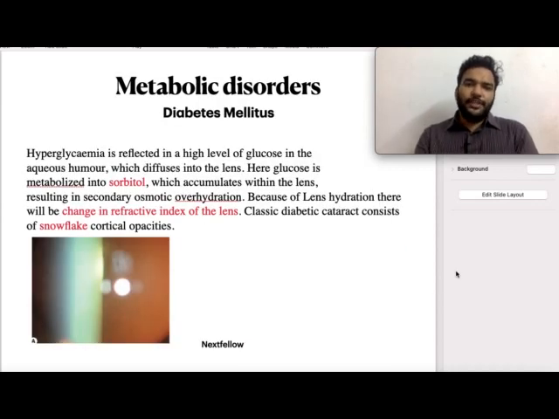Whereas coming to metabolic disorders, in diabetes mellitus, hyperglycemia is reflected in a high level of glucose in the aqueous humor, which diffuses into the lens. Here, glucose is metabolized into sorbitol, which accumulates in the lens, resulting in secondary osmotic overhydration. Because of lens hydration, there will be a change in the refractive index of the lens. Obviously, when the lens swells up, there will be a change in the refractive index. Classic diabetic cataract consists of snowflake cortical opacities. If you see, there will be tiny snowflake-like opacities. That is what diabetes mellitus causes in cataract.